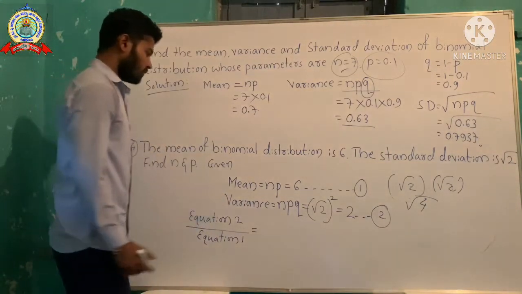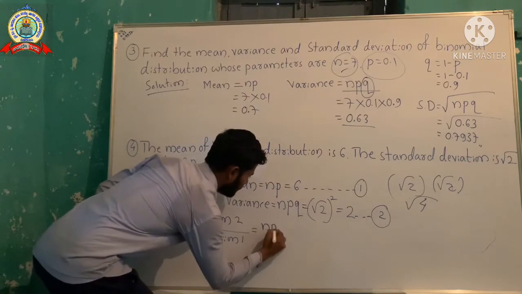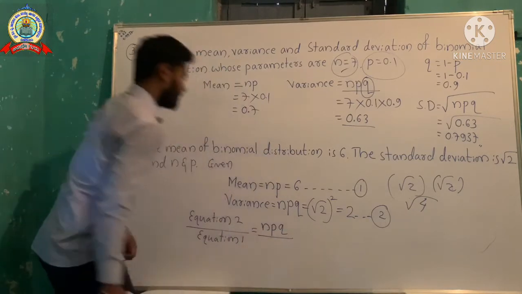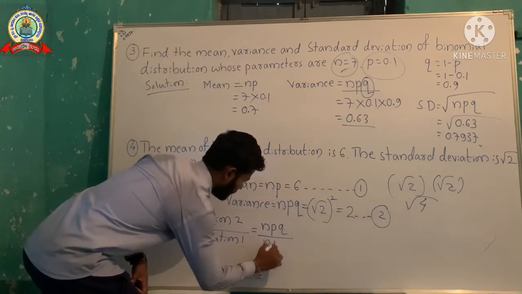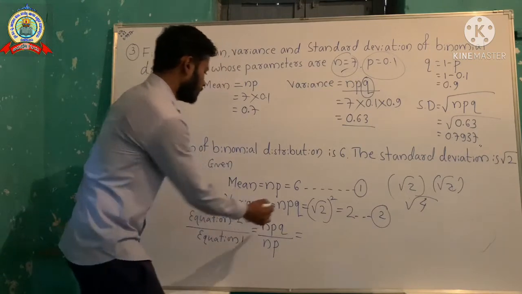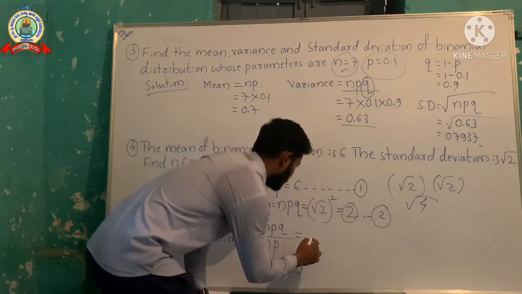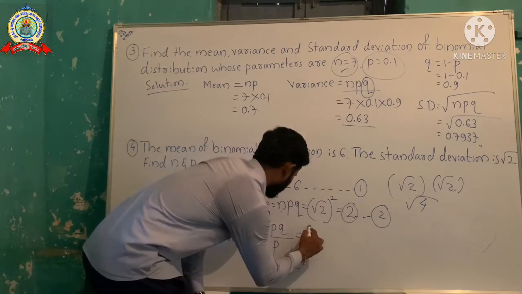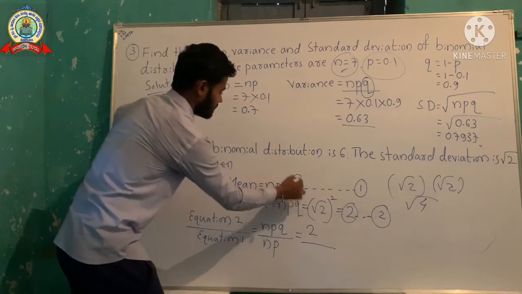So equation 2 says variance, npq, divided by equation number 1, np, is equal to, what is the npq value? The npq value is 2. Okay, so here, what is the value of np? So that is 6.